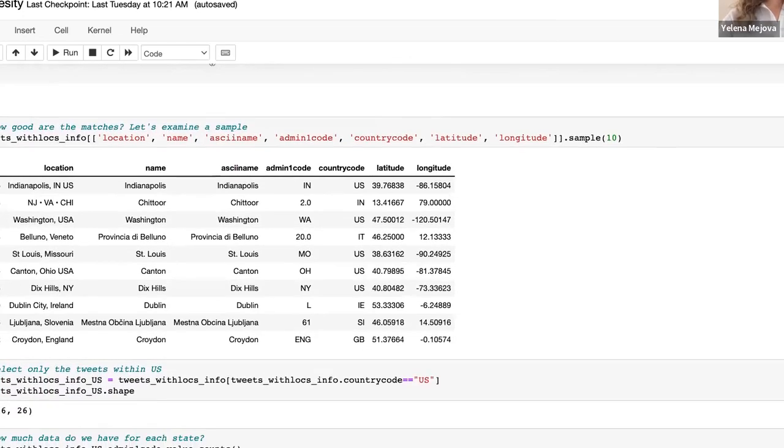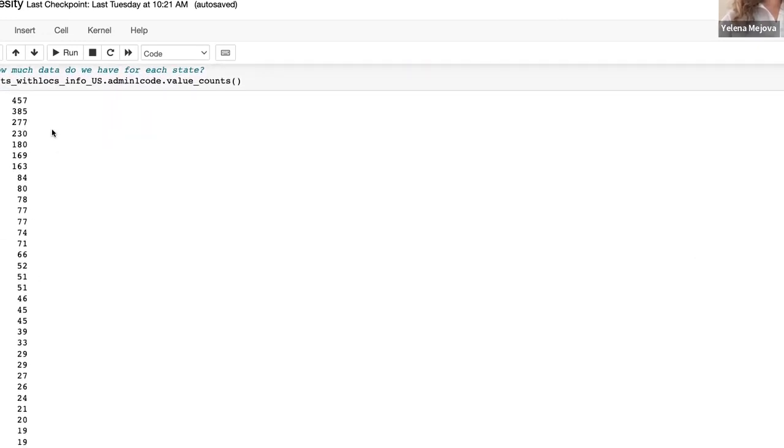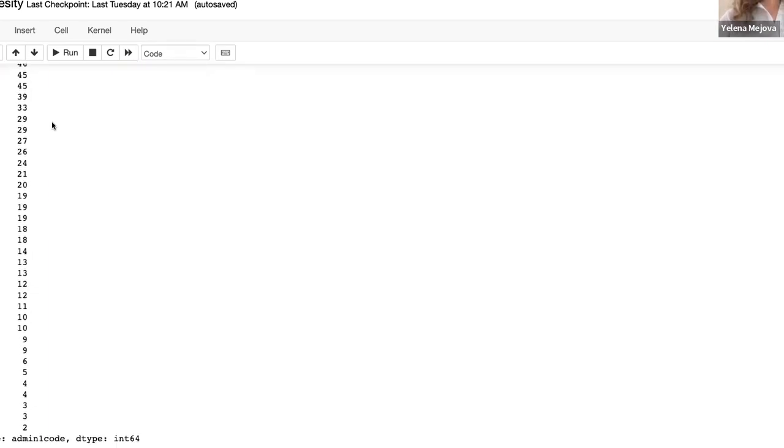Okay, so we can then examine how well it did. For example, somebody wrote Indianapolis in US, and we found Indianapolis in administrative code in US. Very good. I think there is an Italian one. Did it work right? Yeah, excellent. But sometimes when you do this, you find bad matches. It happens, like Nome. We can even see within the United States where people are, in the biggest states. No surprise there.